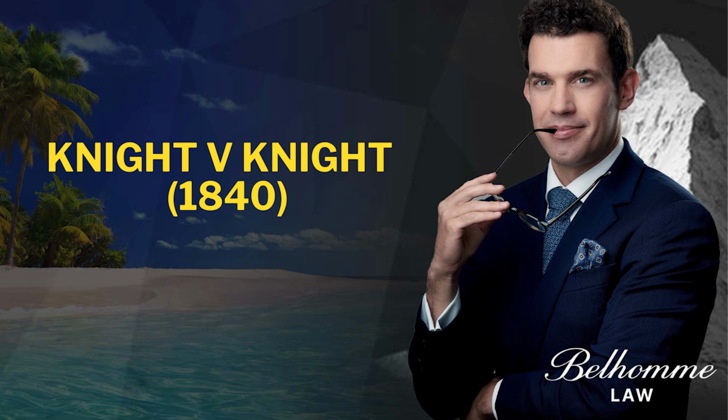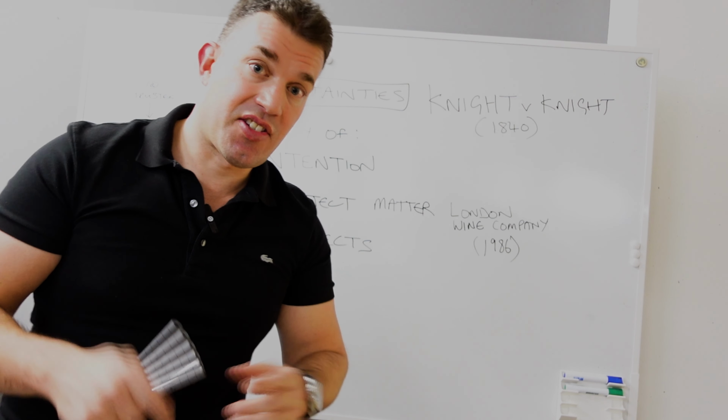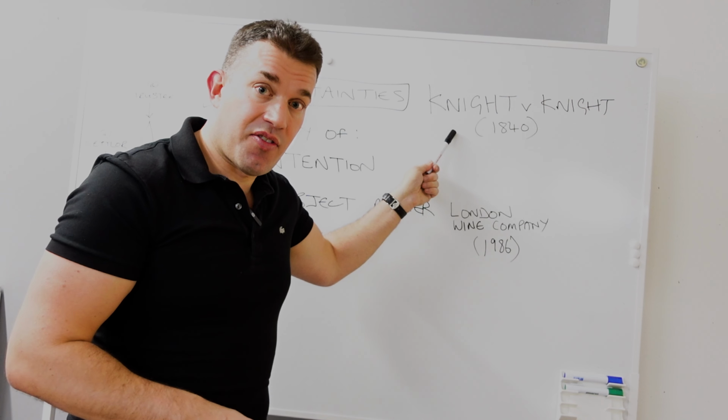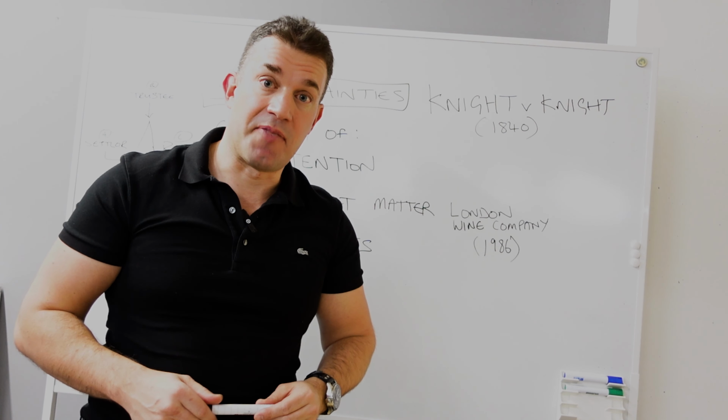So what are the three legal certainties that you need to create and maintain a trust? Wow, we need to look at a very old case called Knight versus Knight from the 19th century. Okay, so in order to explain the three certainties around a trust, I have prepared my whiteboard here for you. So the three certainties come from this famous case from the 19th century, Knight versus Knight in 1840.